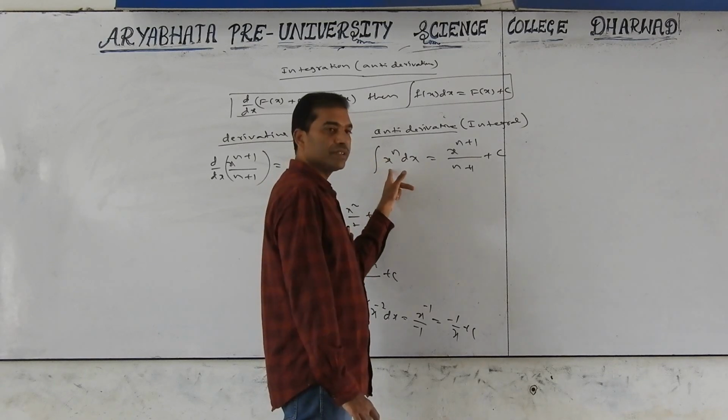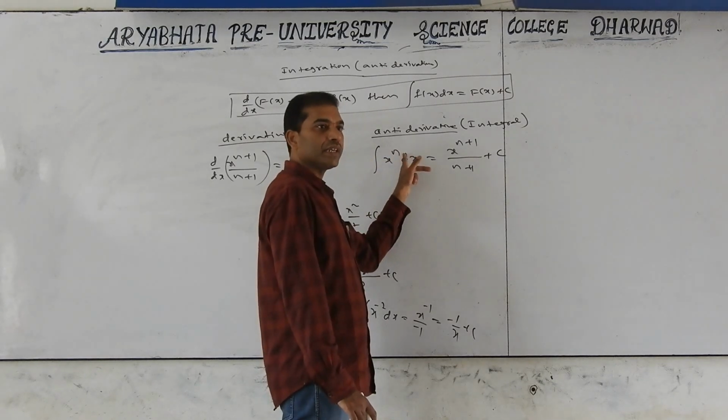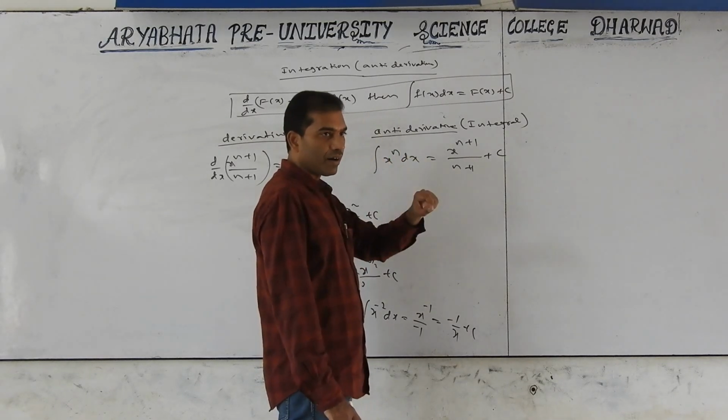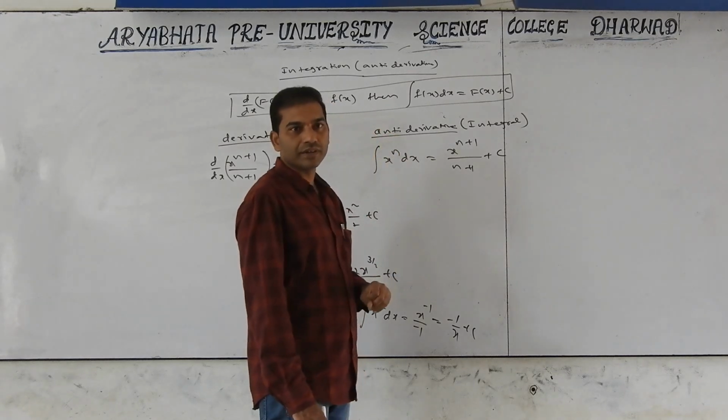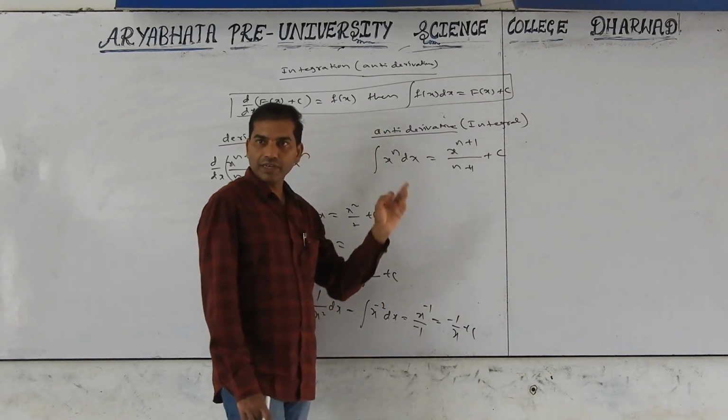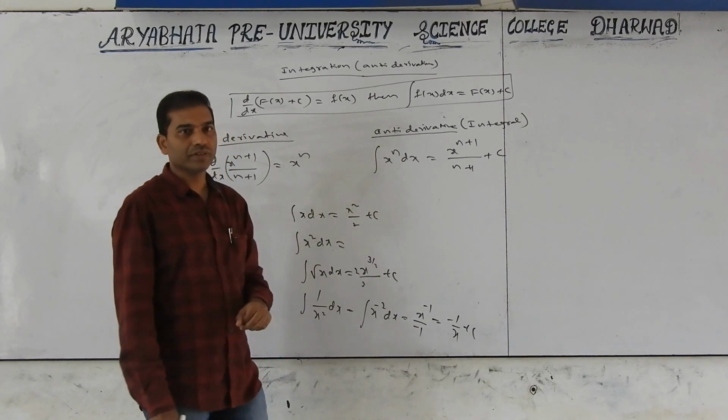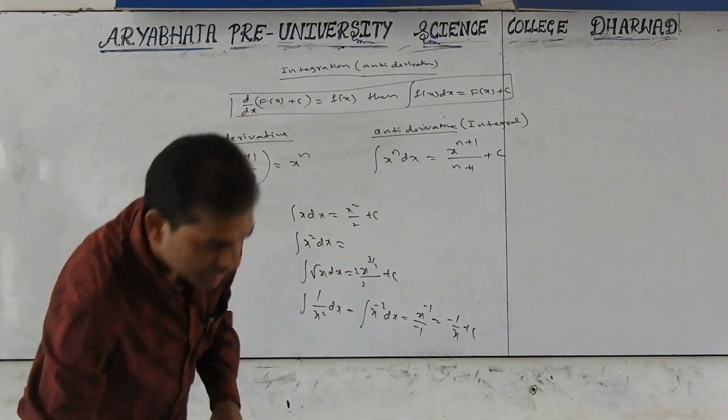Here the base is variable, the power is n, n belongs to R except minus 1. n belongs to real numbers except minus 1. Okay? Next.